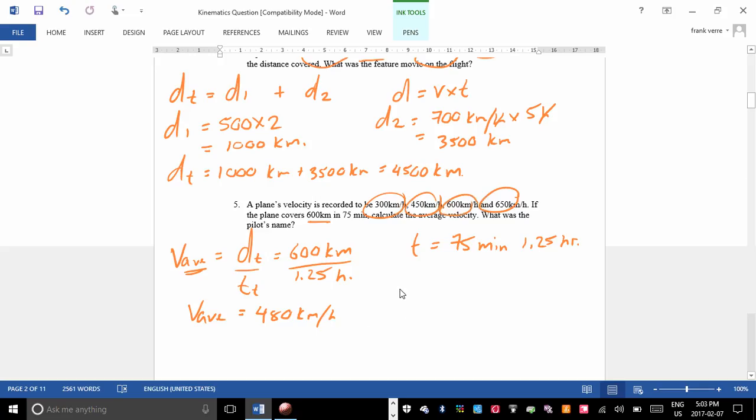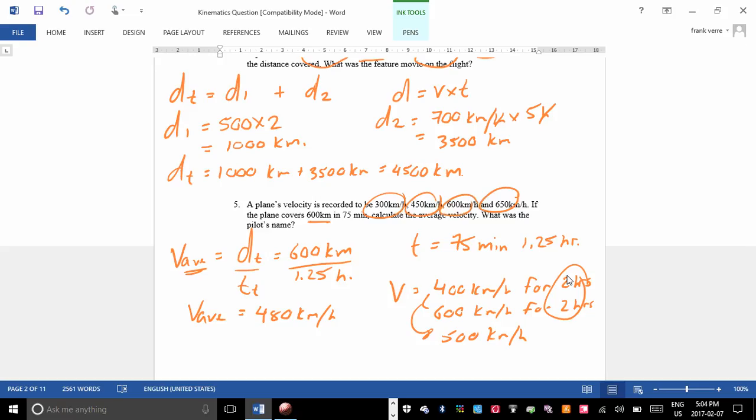If you had a scenario where a plane is traveling with a speed of 400 kilometers per hour, for instance, for maybe 2 hours, and then maybe 600 kilometers per hour for 2 hours, then you can go ahead and take the average of those values, because in this case, the amount of time for each velocity is equal. But if it's not, then you have to do total distance over total time. So keep that in mind.